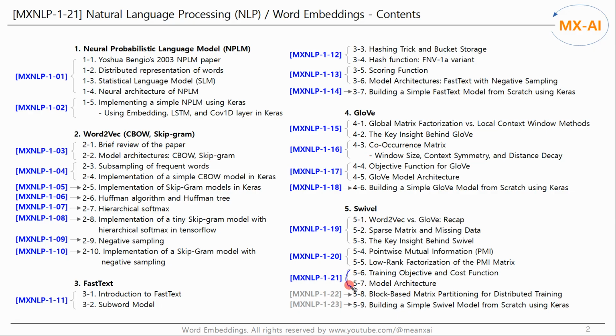So in this video, we looked at the Swivel objective function and its model architecture. In the next video, we'll look at block-based matrix partitioning for distributed training. We'll see how Swivel makes this large-scale training process computationally practical.